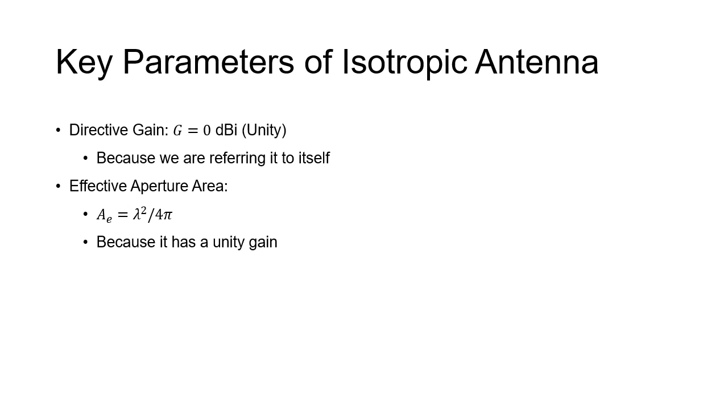Now, before concluding, we have some key parameters of the isotropic antenna, which are directive gain and effective aperture area. The directive gain is unity, and if you take the logarithmic form, it will be 0 dBi. We will learn in detail how to calculate this. But why is it unity? Because by definition, G is just the power density divided by the power density of the isotropic. So if you want to get G isotropic, it should be equal to what? PD isotropic again divided by itself, which by definition is equal to 1, because they cancel each other.